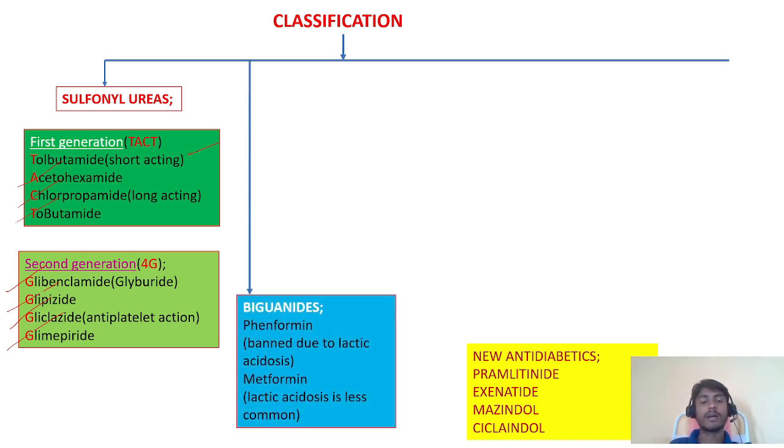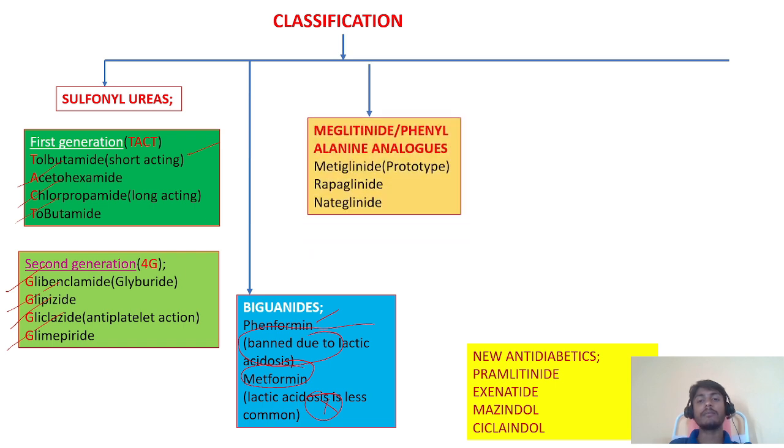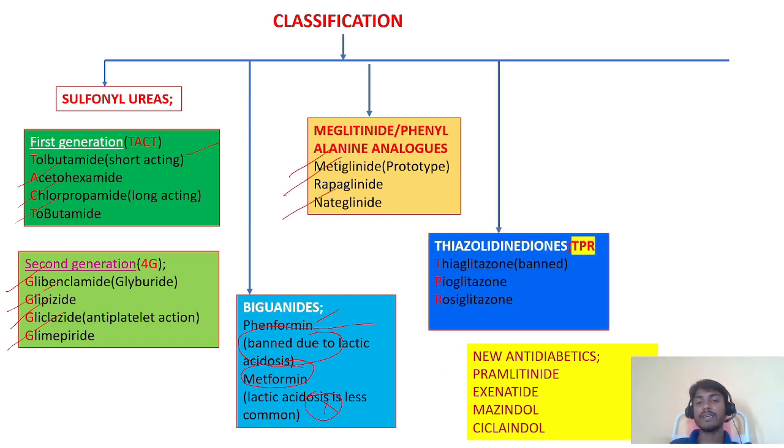Next comes the biguanides. Biguanide phenformin is banned due to lactic acidosis. Okay, metformin is there; it causes lactic acidosis less commonly. Next comes the meglitinides or phenylalanine analogs, that is mitiglinide, repaglinide, nateglinide. Next, thiazolidinediones, that is ciglitazone, pioglitazone, rosiglitazone.